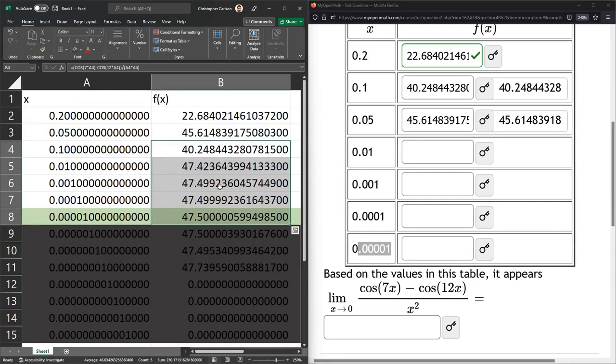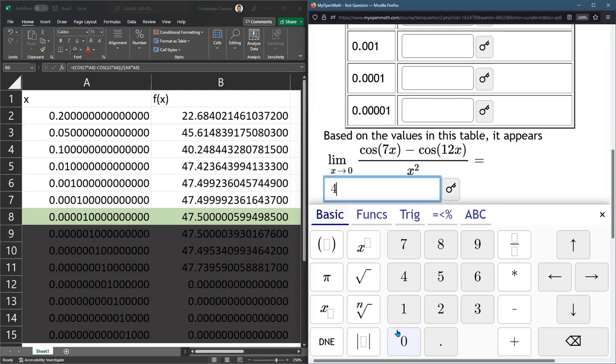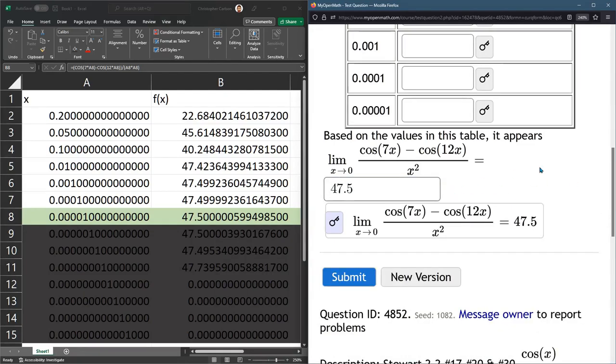47.42, 47.499, 47.4999, 47.5000. What does the pattern look like here? Well, it looks like it's getting close to 47.5. And that is what we'll type here. 47.5. And there we go. That is our limit value.